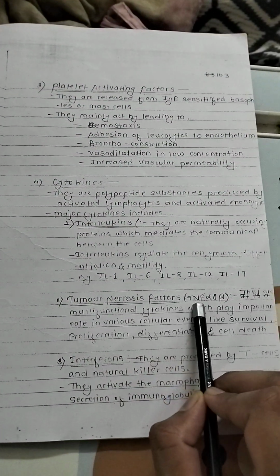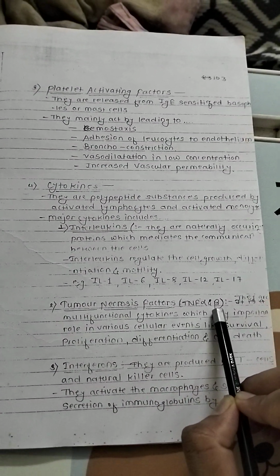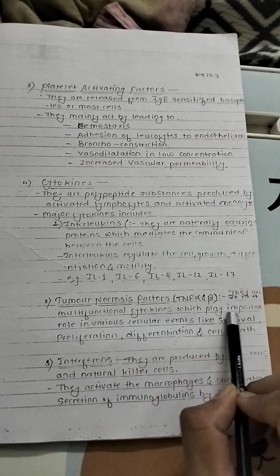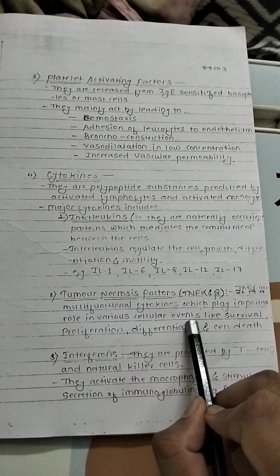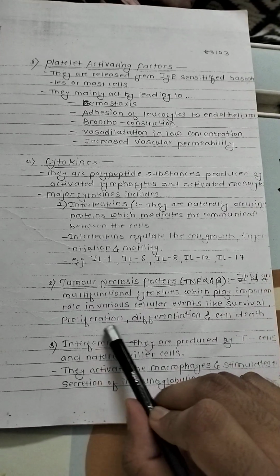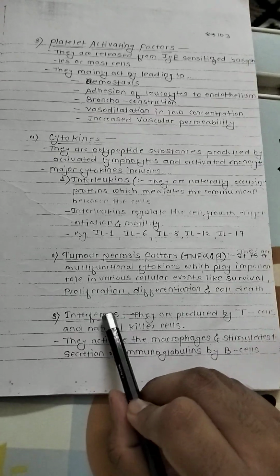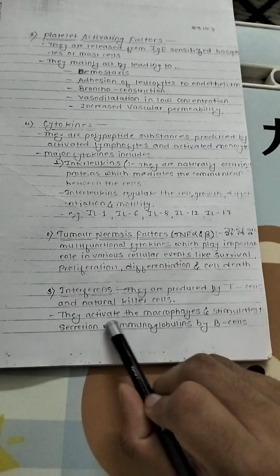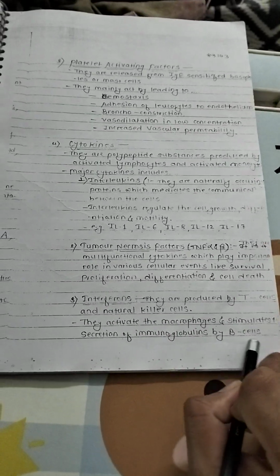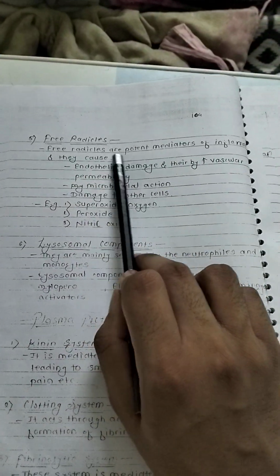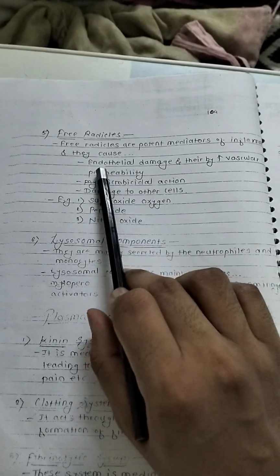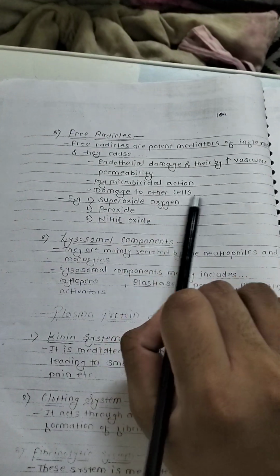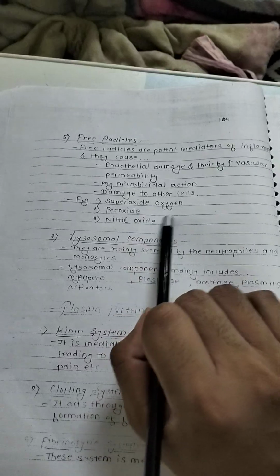Tumor necrosis factor, TNF alpha and beta. They are multifunctional cytokines which play an important role in various cellular events like survival, proliferation, differentiation, and cell death. Interferon: they are produced by T cells and natural killer cells. They activate macrophages and stimulate secretion of immunoglobulin by B cells. Free radicals are potent mediators of inflammation. They cause endothelial damage, increase vascular permeability, and damage to other cells. Examples: superoxide oxygen, peroxide, nitric oxide.